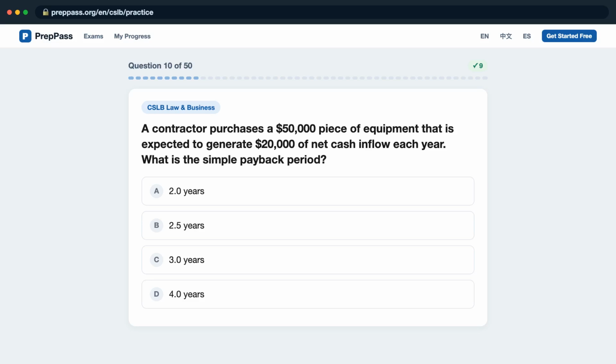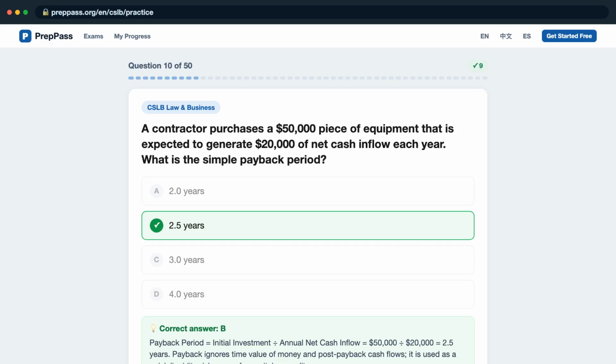Question 10. A contractor purchases a $50,000 piece of equipment that is expected to generate $20,000 of net cash inflow each year. What is the simple payback period? Is it A, 2.0 years? B, 2.5 years? C, 3.0 years? D, 4.0 years? The correct answer is B.